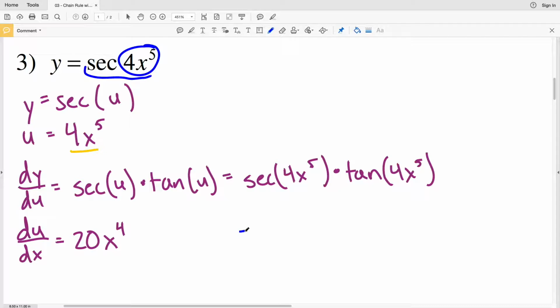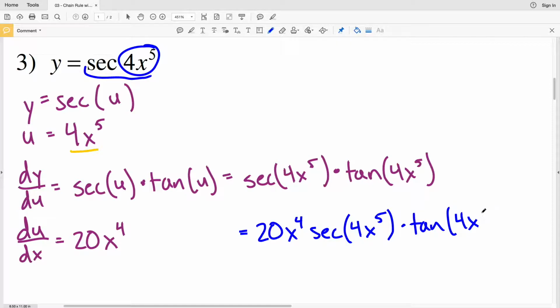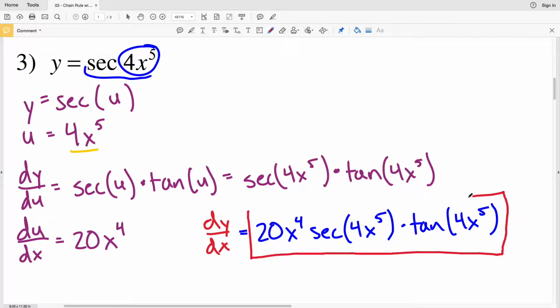So writing this all out, dy/du times du/dx, we're going to get 20x to the 4th times the secant of 4x to the 5th times the tangent of 4x to the 5th. That's our derivative for number 3.